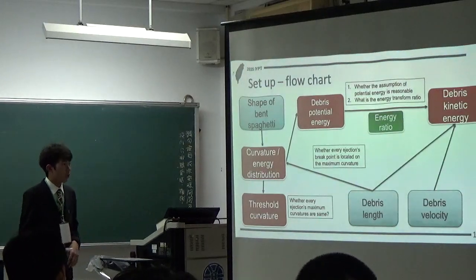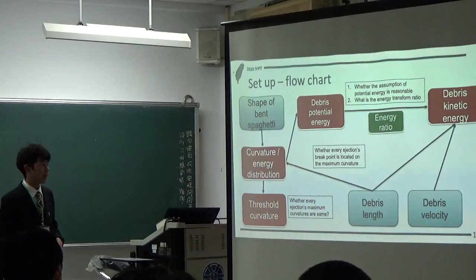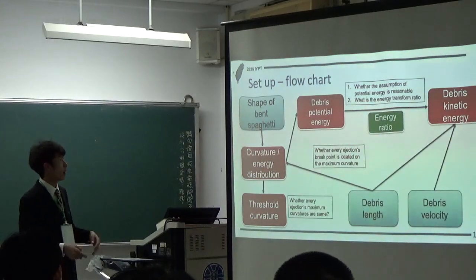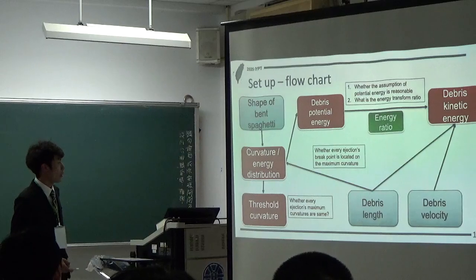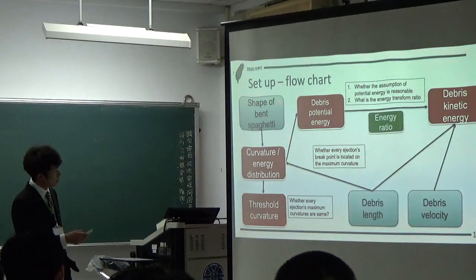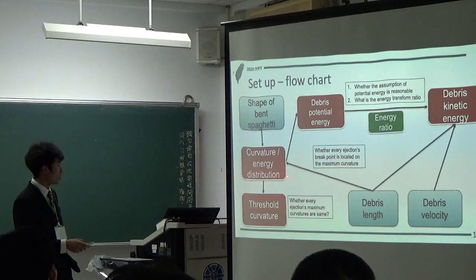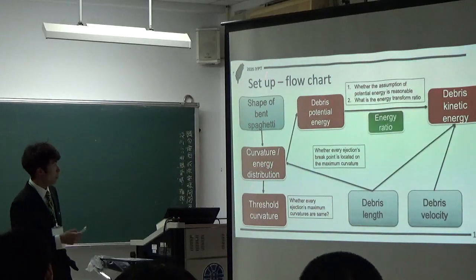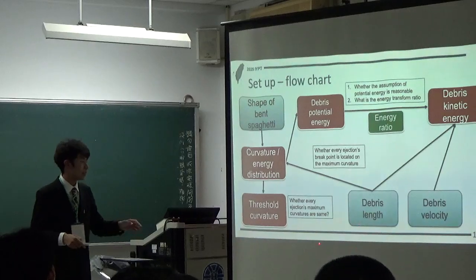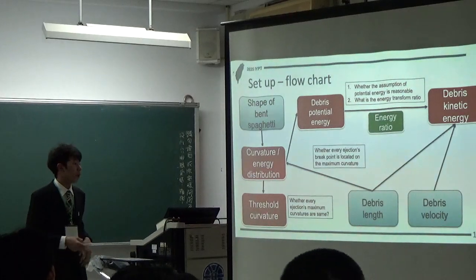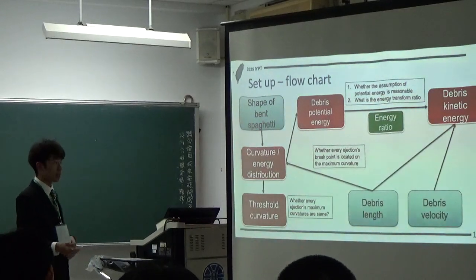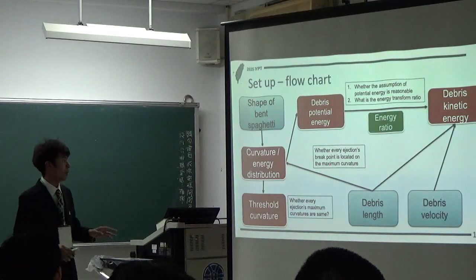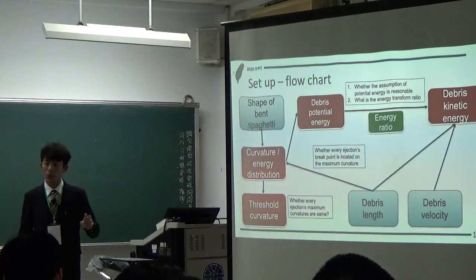So this is our flow chart. The blue part is what we can measure, and the orange part is what we can know from the things that we measure. First we measure the shape of the bend instability, and then we can know the curvature and energy distribution, and therefore the curvatures. So we want to know whether every adjacent maximum curvature is the same. And then we will know the debris length and debris velocities, with debris length dt. We want to know whether every adjacent breakpoint is located on the maximum curvature.